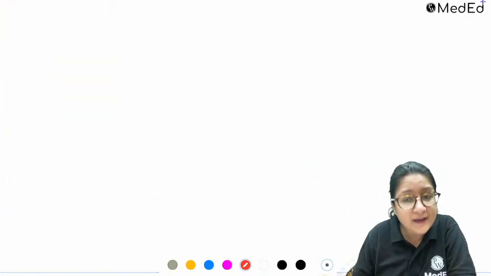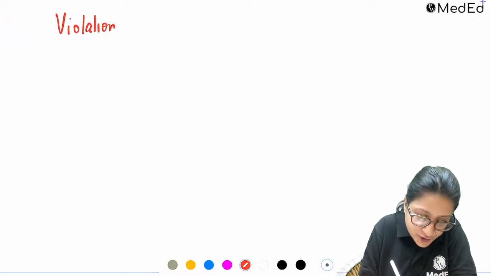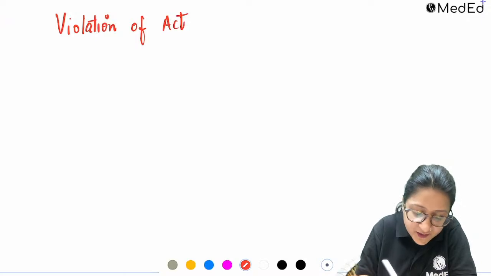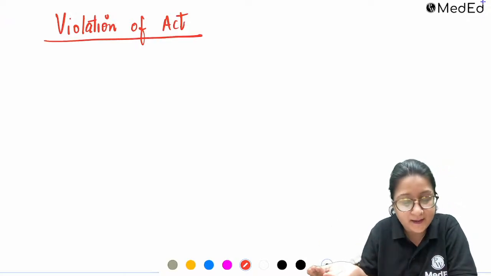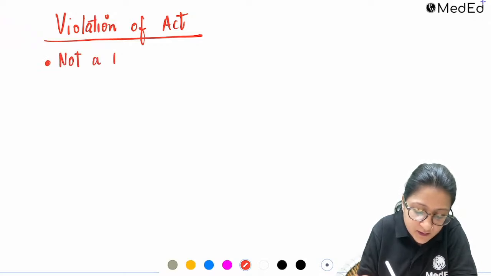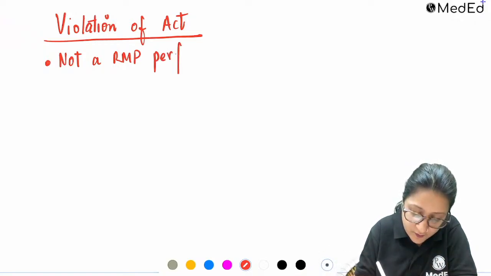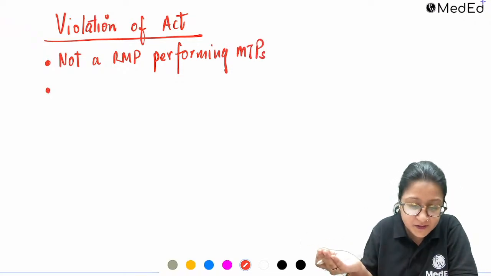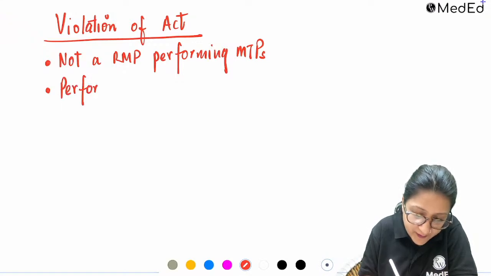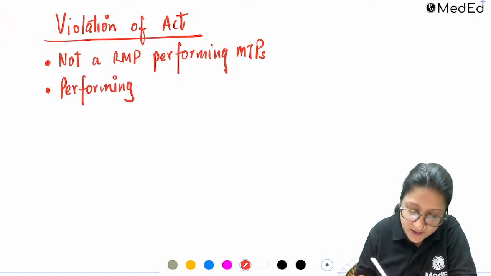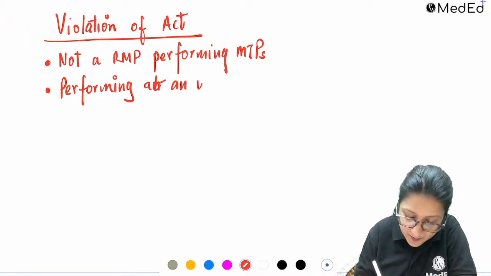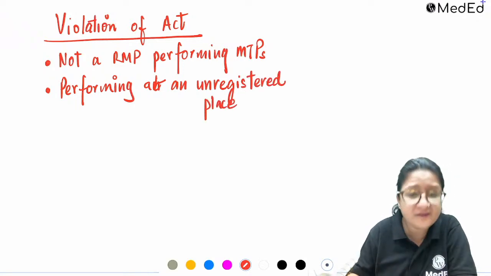And after that, finally, once we know all the legal aspects of abortion, let's talk about the violation of the act also. Okay, so what will be a violation of the act? What will be called a violation of the act? Let's say somebody is not a registered medical practitioner and that person is performing MTPs. Or somebody who may or may not be a registered medical practitioner but is performing these procedures at an unregistered place. This would be a violation.